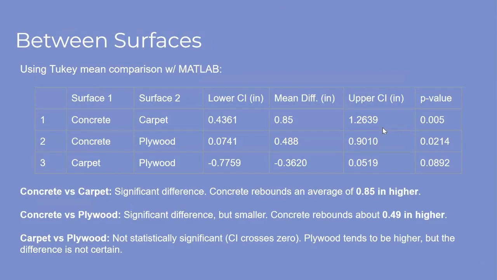Next slide. Cool. And so we can see from this table here, it shows each p-value and each mean difference. It basically tells us that there's a significant difference between the concrete rebounds and the rest of them. So we can see that it rebounds about 0.85 inches higher than the rest. So concrete versus plywood is 0.49, and then carpet versus plywood is not significantly different, but plywood does tend to be higher.